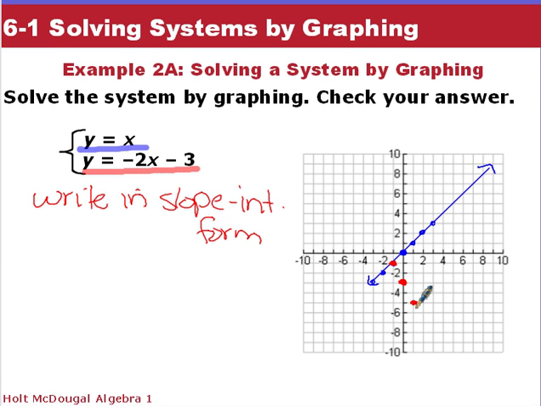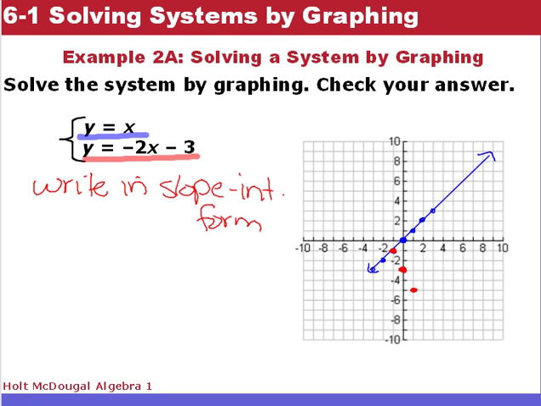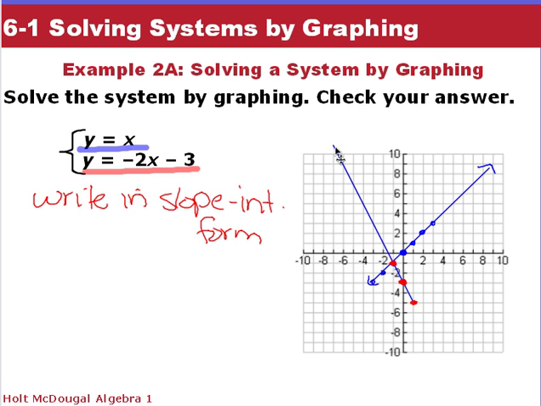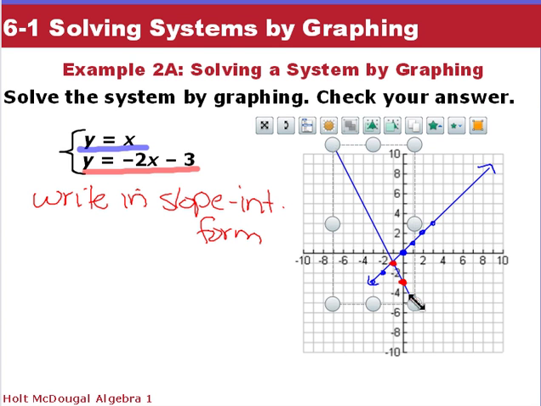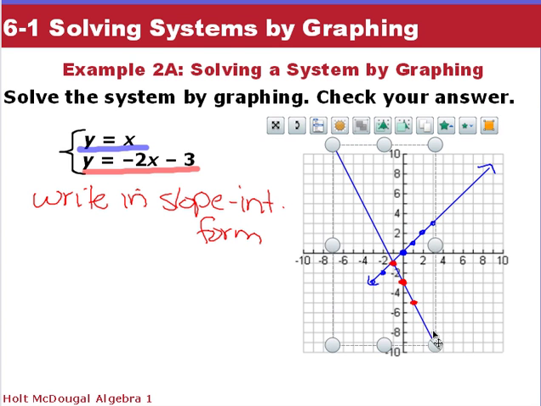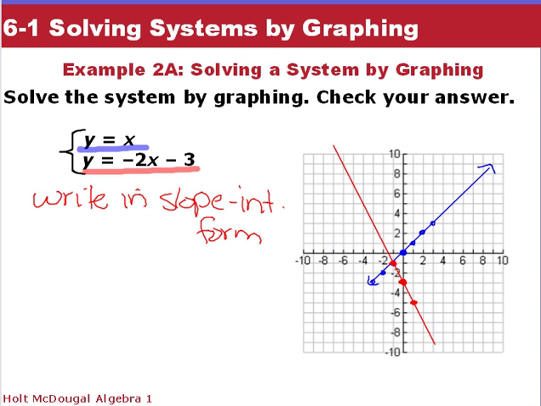Again, we can draw our line in. Use a straight edge to draw your lines, so they are nice and straight. And since they are lines, they go on forever in each direction, so arrowheads on both ends. Looking at the graph, the two lines intersect at this point. So the solution is going to be the point negative 1, negative 1.